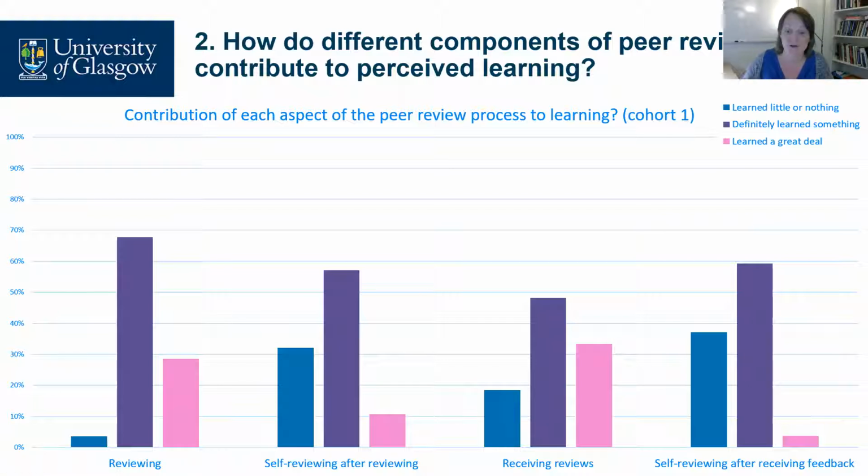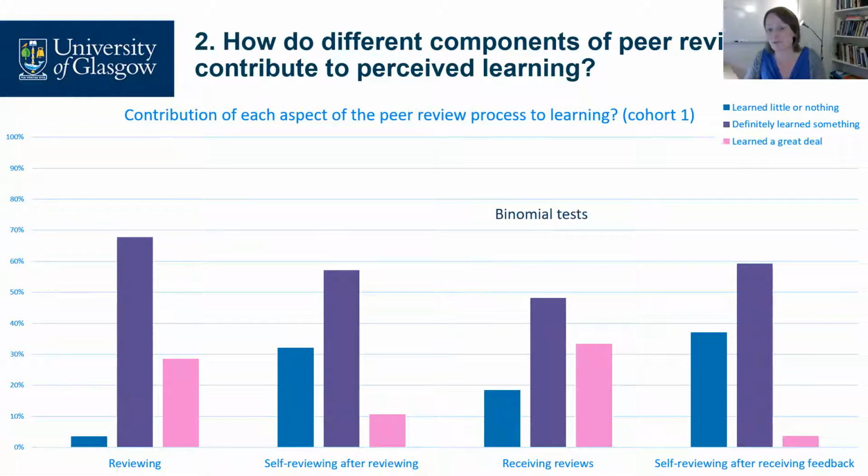So the rating scale that we use for this: the blue corresponds to students feeling that they learned little or nothing from that particular aspect. Purple corresponds to students feeling like they definitely learned something, and pink corresponds to students perceiving that they learned a great deal. Here on the y-axis is the percentage of people that indicated each of these different answers. So we've got some pretty graphs here. Just looking at that, it looks like reviewing and receiving reviews are the most helpful, but we also carried out some inferential tests on this as well.